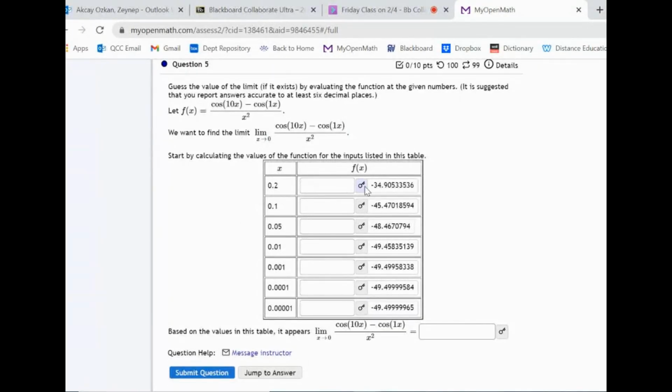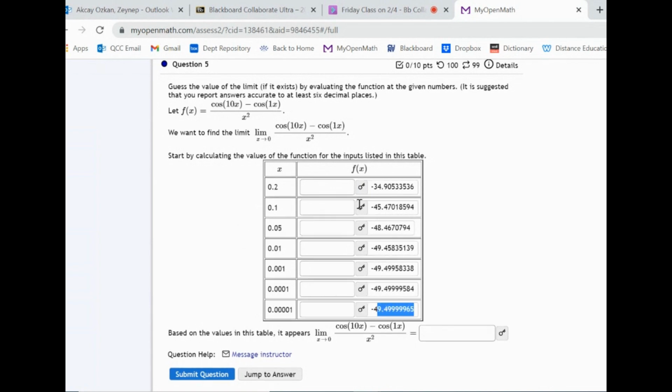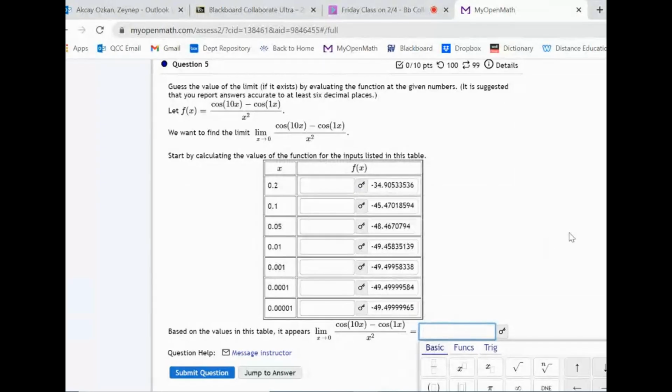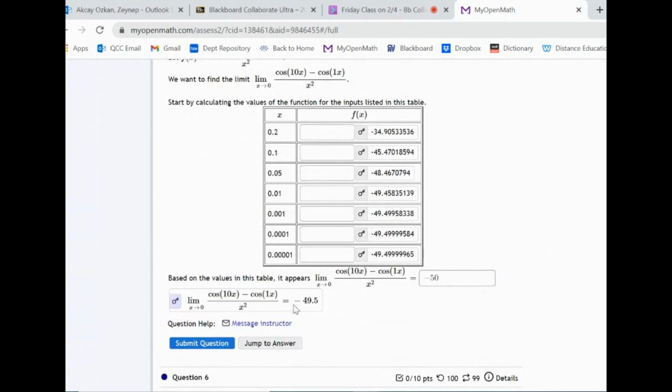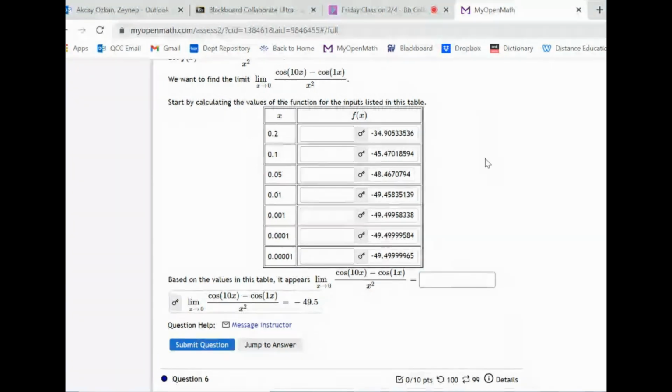So when you evaluate this function, what is the limit? What do you guess? It appears, based on these values, that the limit is negative 50. Okay, oh sorry, it was my bad. You should look at the numbers carefully. So negative 49.499, 49.499999. As you get closer to 0, these values approach negative 49.5. Okay.